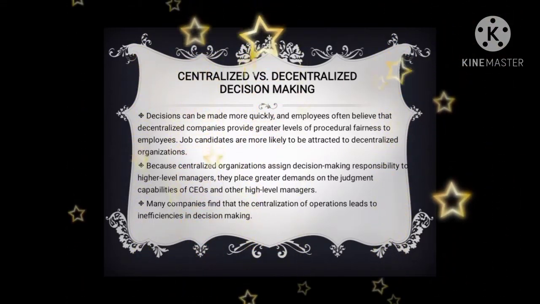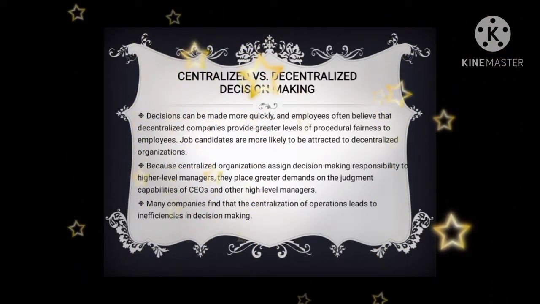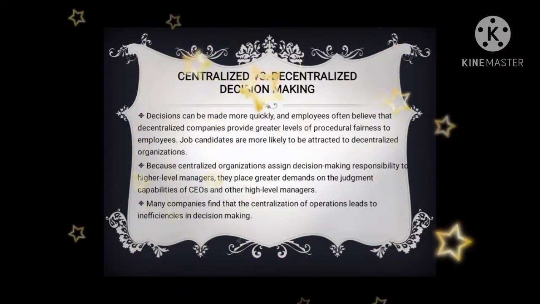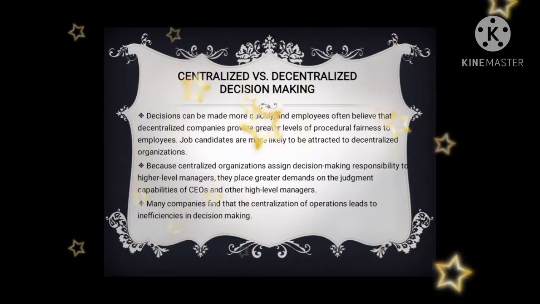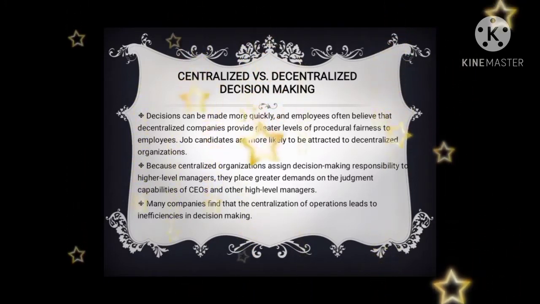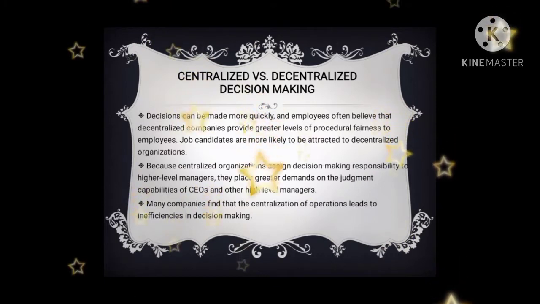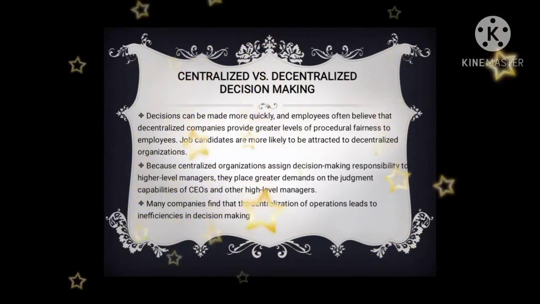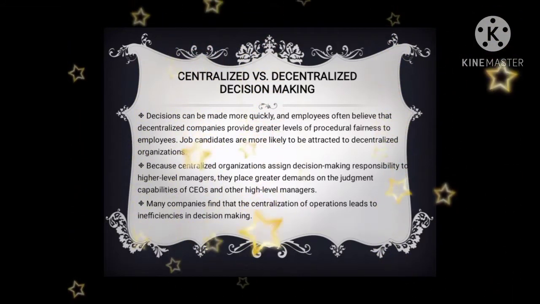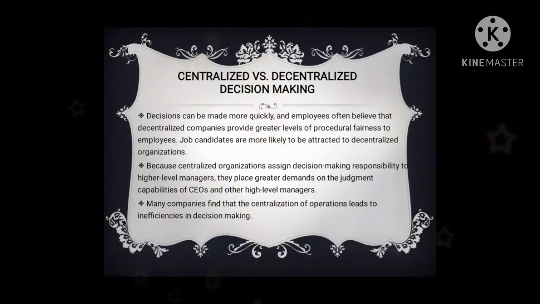Job candidates are more likely to be attracted to decentralized organizations because centralized organizations assign decision making responsibility to higher level managers. They place greater demands on the judgment capabilities of CEOs and other high level managers. Many companies find that the centralization of operations leads to inefficiencies in decision making. For example, in the 1980s, the industrial equipment manufacturer Caterpillar suffered the consequences of centralized decision making.